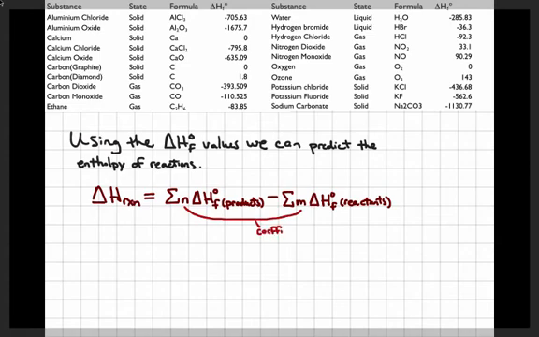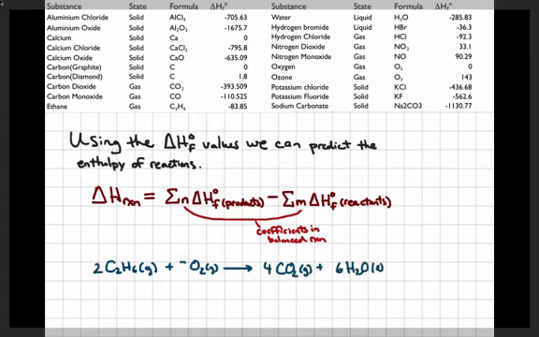Just to further clarify, the n and the m in this equation represent the coefficients in a balanced reaction, so the coefficients in front of the reactants and the products. If we have a reaction like the combustion of C2H6 and oxygen to form CO2 and water, and this is balanced, then we can calculate the enthalpy of this reaction from the enthalpy of formation of the reactants and products. So let's see how this works.